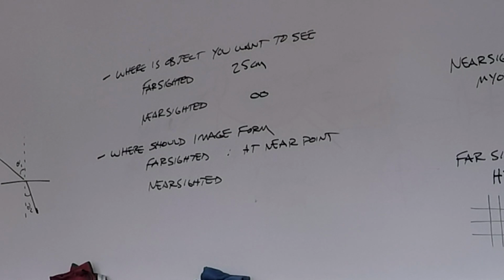So here's what we're going to do. We're going to put an object right here. I want to use a lens to form an image out there where I can see it. So we're going to form an image out there at that near point. That way we should be able to see it.